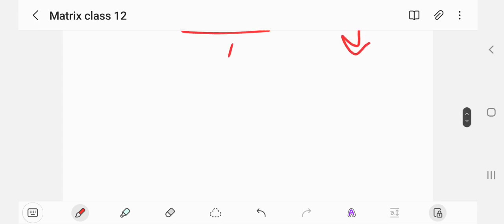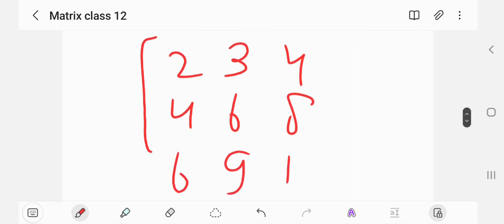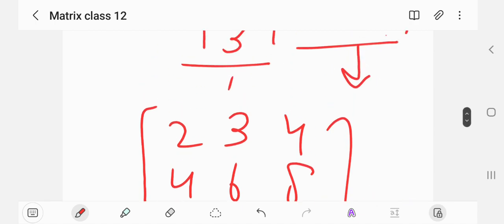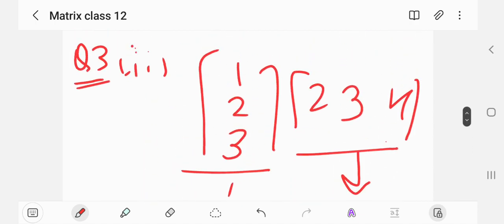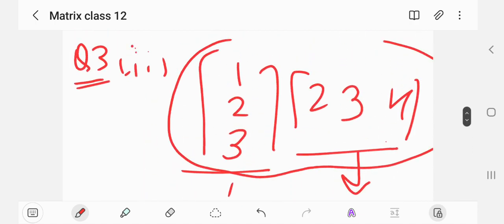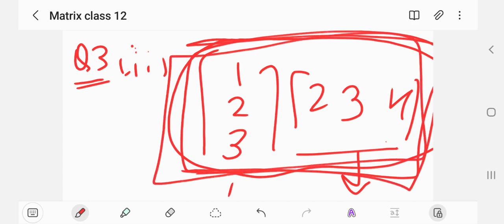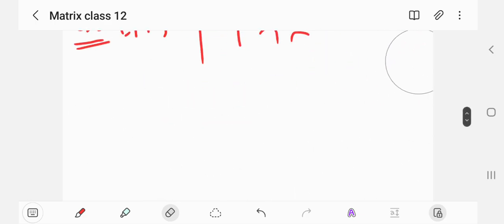Our answer for this part is 2 3 4, 4 6 8, 6 9 12. This is a matrix of order 3 by 3, right? We can predict the order in advance. In the exam, you may be asked what the order of the resultant matrix will be, the matrix obtained by multiplying both of these matrices. Then you can very easily tell this, right?